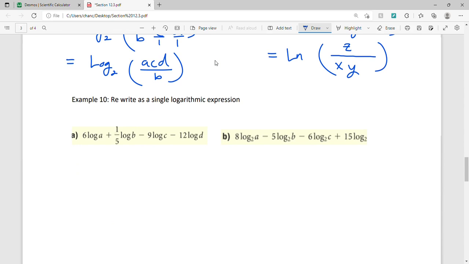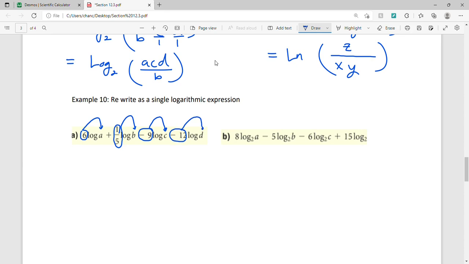In example 10, I am going to use that same strategy. I like to use the power rule. I'll bring that 6 into the exponent, that 1/5 into the exponent, and I get to choose either a negative 9 or a positive 9. I will choose a negative 9 because that makes all of the numbers in front of our logs positive. I'm going to choose a negative 12 here into the exponent.